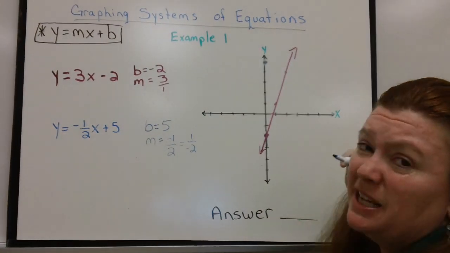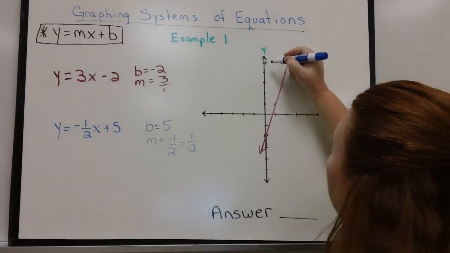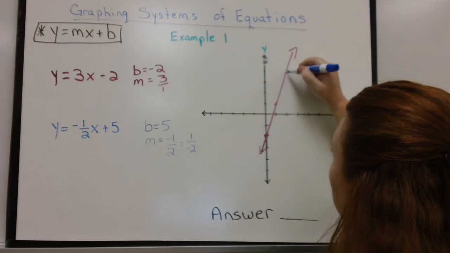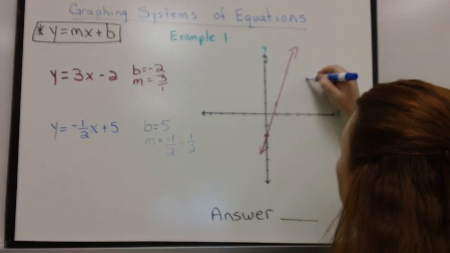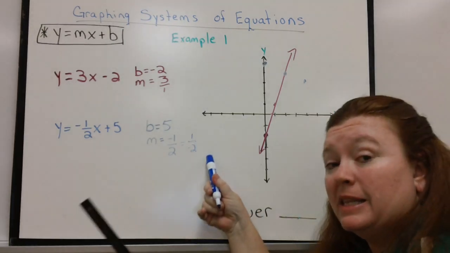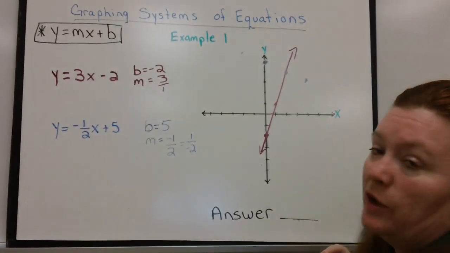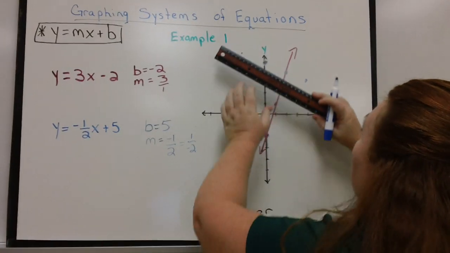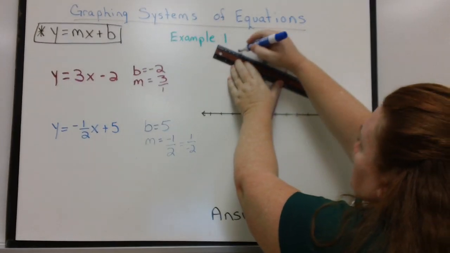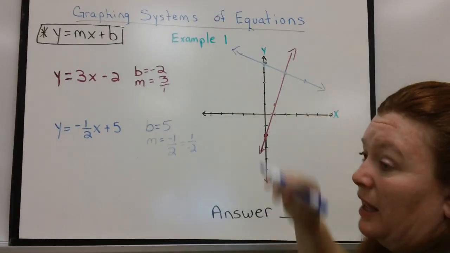Ooh, might be tough to do with this 5 up here. If I try negative 1 over 2, I'm going to go down 1 and count over 2. Down 1 and over 2. This means I could go up 1 and to the left 2. Up 1 and to the left 2. And it would be somewhere over there. Again, I take my ruler, connect the dots as best I can, and I have my second line.